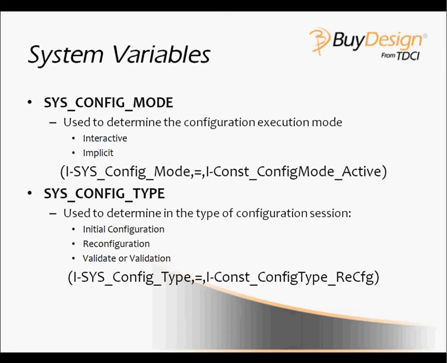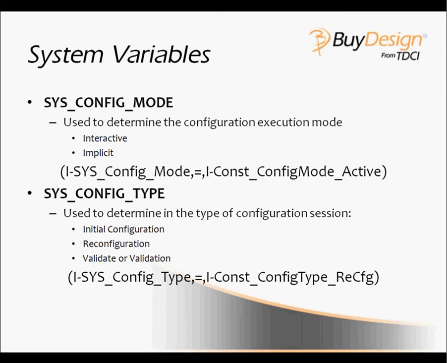And if it's correct, return a completion code to my host system. All right, I also gave you an example of what an expression would look like using the system config mode. Here I have I-sys config mode equals constant config mode active. Okay, it lets me know that I'm running that interactive configuration.